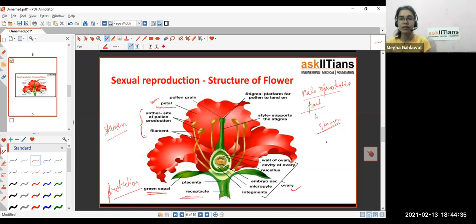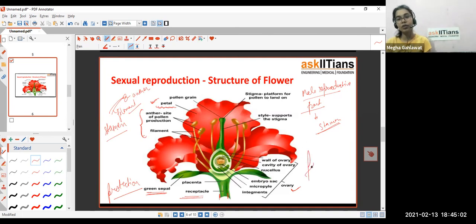If we draw it separately, it'll come out like this. This will be called the anther, which will have tons and tons of pollen grains, and this will be called the filament, which is responsible for holding it up like this, so that if any insect comes, it gets in touch with it and helps in proper pollination. That is the transfer of the pollen grain. That is the male reproductive part.